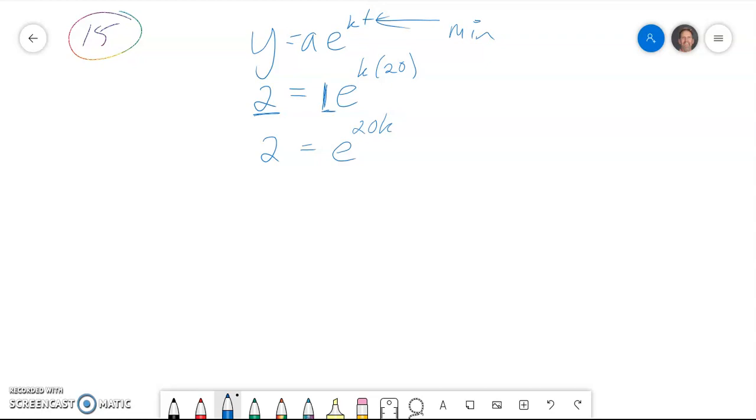Well, I'm going to ln both sides again. The reason I do ln instead of log is because there's an e in the problem. So at this point, the 20k goes out in front times the ln of e. This just becomes a 1.